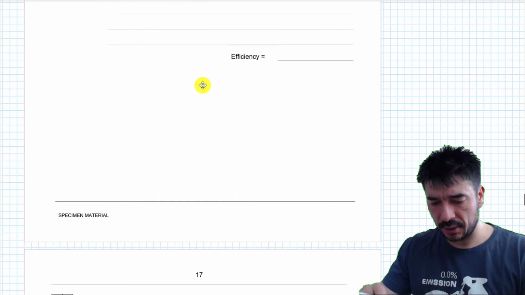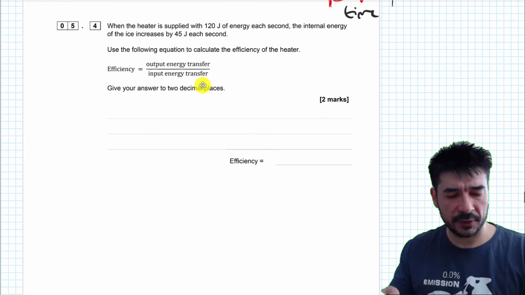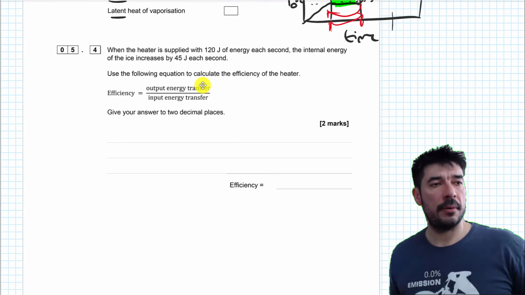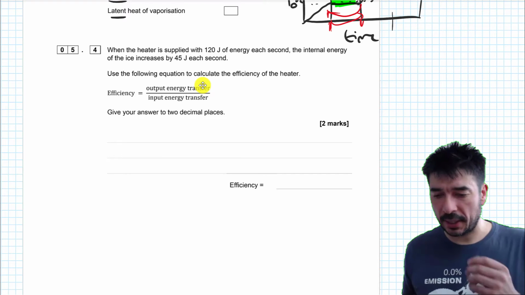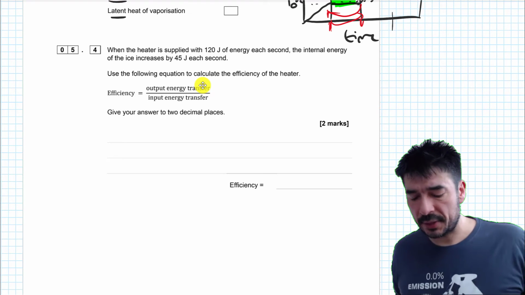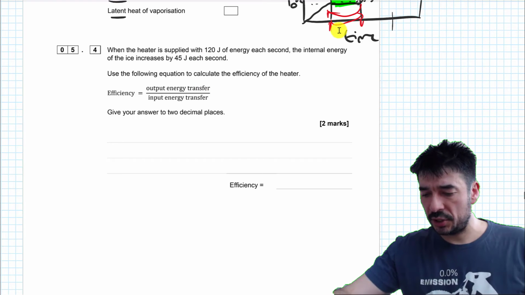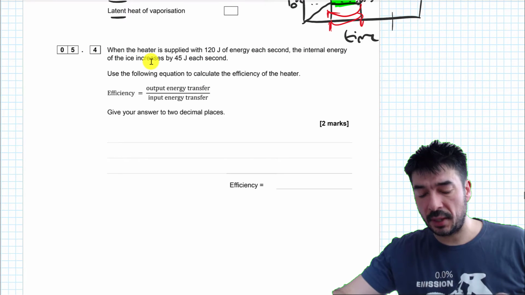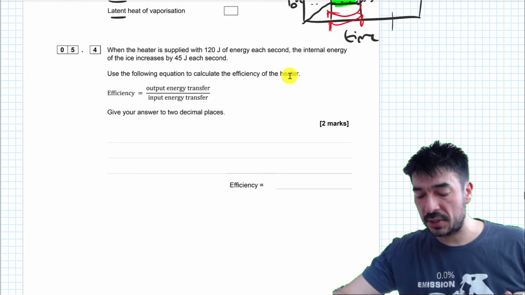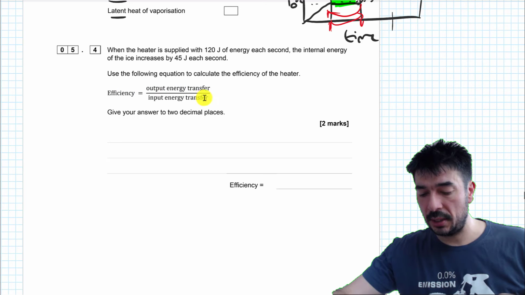Okay, I think that's the last question. So it's a calculation, efficiency. I have to use my calculator. When the heater is supplied with 120 joules of energy each second, the internal energy of the ice increases by 45 joules each second. Use the following equation to calculate the efficiency of the heater. Efficiency equals energy output divided by energy input. Give your answer to 2 decimal places.